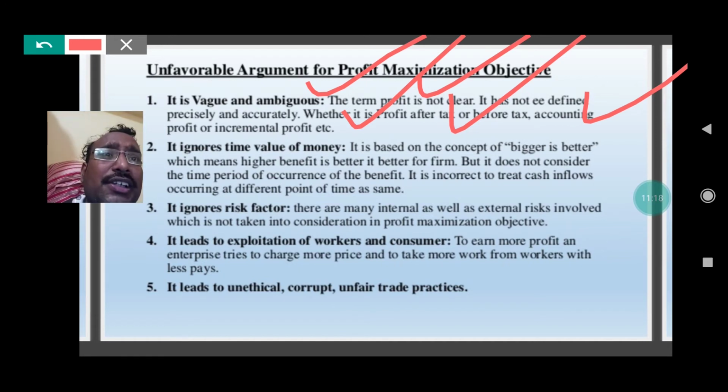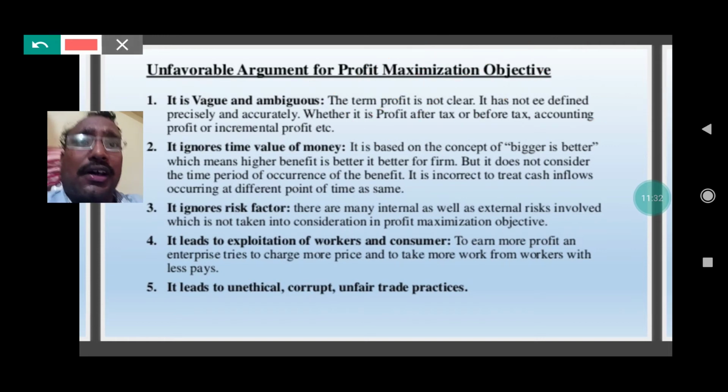And the second thing is it ignores the time value of money. Definitely the profit maximization does not consider the time factor, because it tells that only profit is important. Take for example, I will justify this.